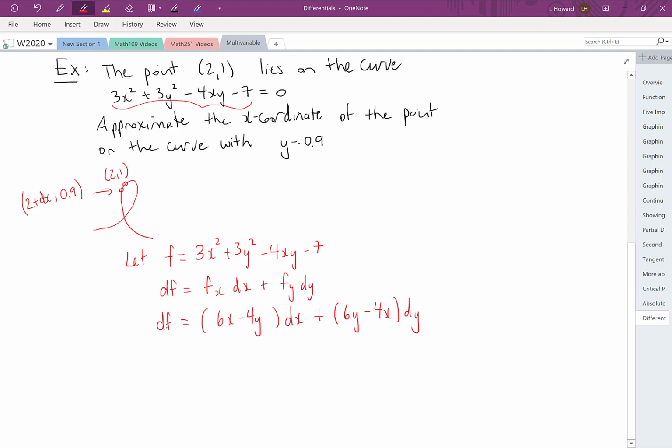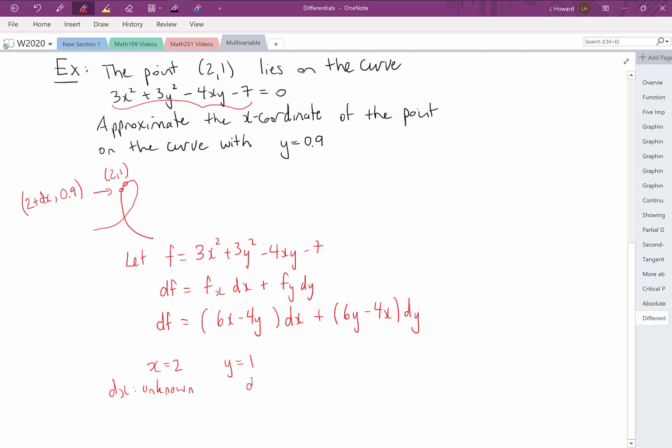Okay, so the x and y values we want to work with are the coordinates of the starting point, the point that we were given in the question. So let's say x is 2, y is 1, that's where we're starting from. And then from that point, we're moving over to this new point, 2 plus dx, comma 0.9. So dx is unknown. Finding that is most of the work that we're going to do in the problem.